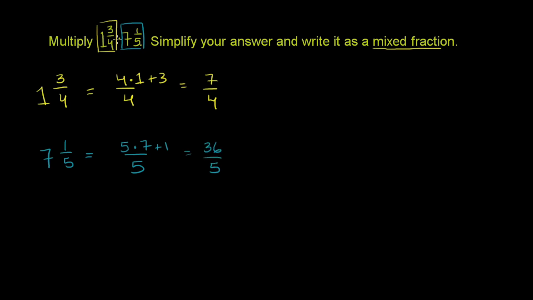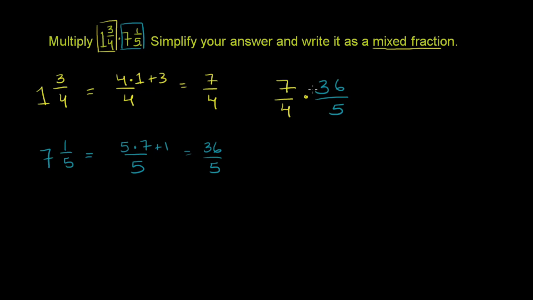So this product is the exact same thing as taking the product of 7 over 4 times 36 over 5. And we could multiply it out right now, take 7 times 36 as our new numerator, 4 times 5 as our new denominator, but that'll give us large numbers.